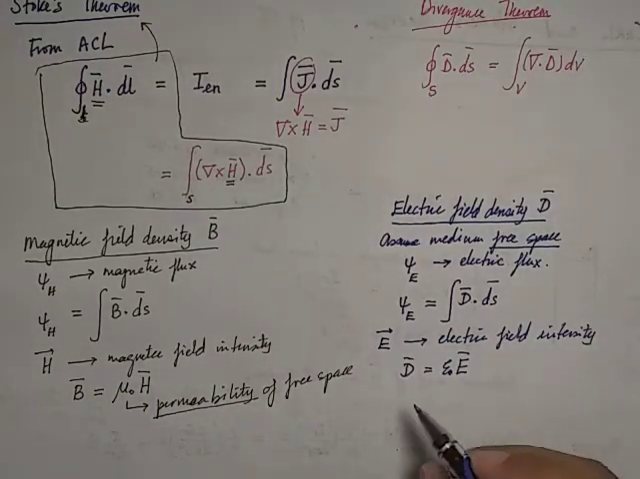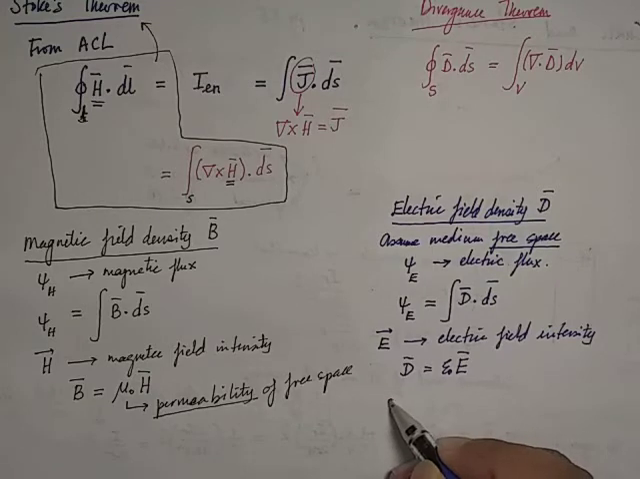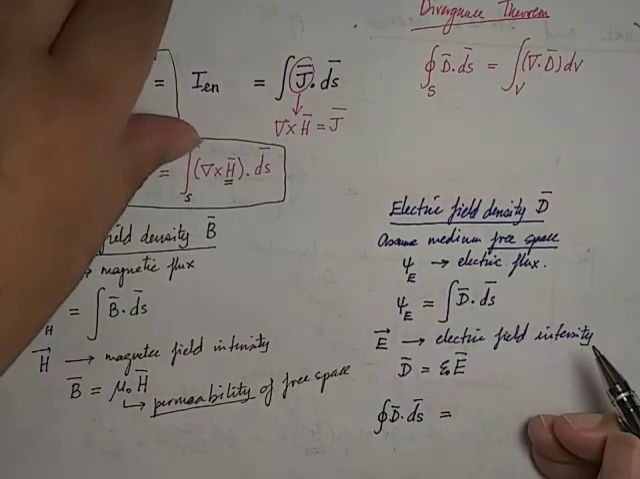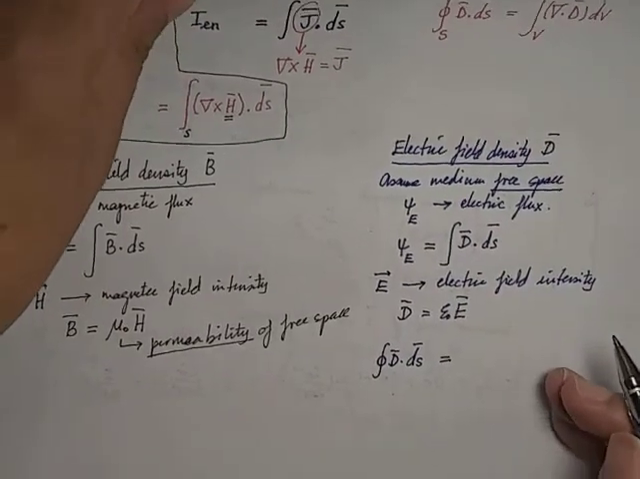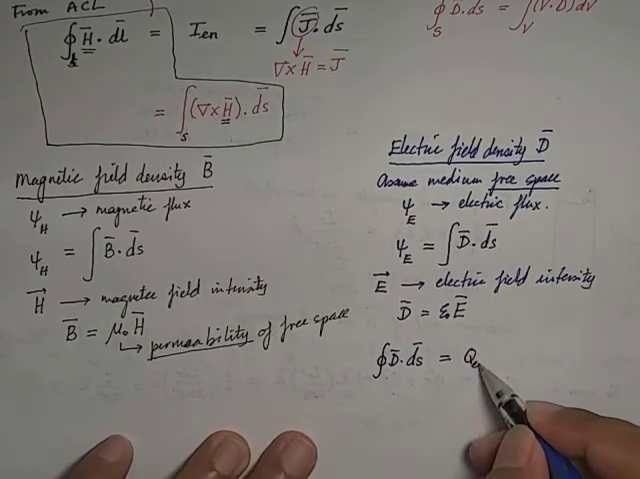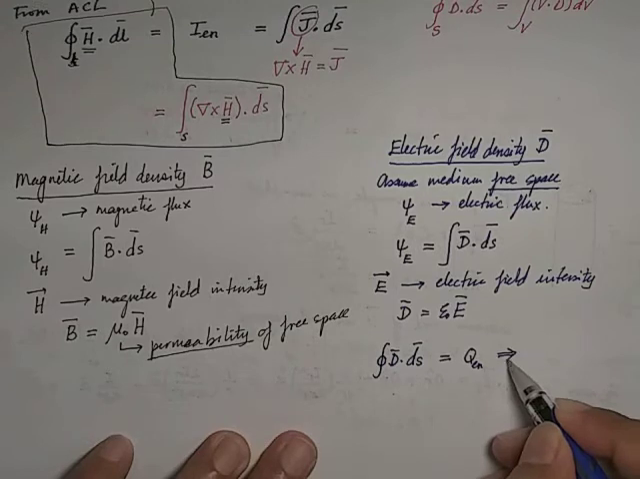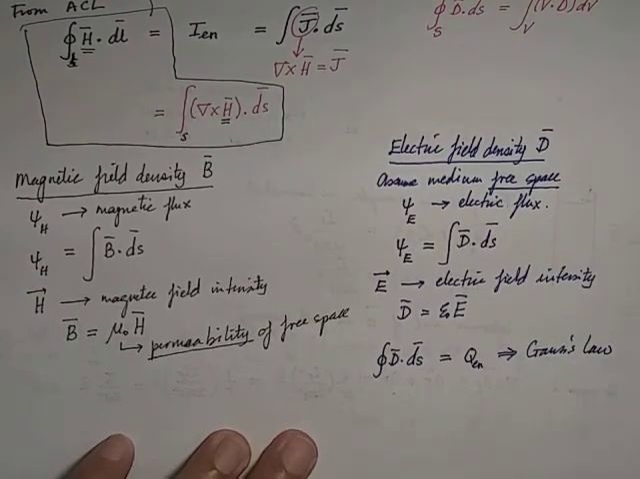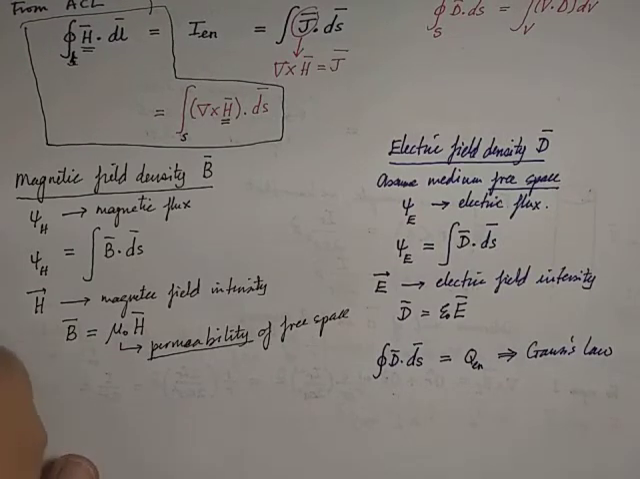Let's see, I'm going to do some problem solving. Let's say I do this mathematics, D dot dS. What will the solution be equal to? Okay, and all of you will gladly say the solution will be equal to Q enclosed. Why? Because this is known as Gauss law.